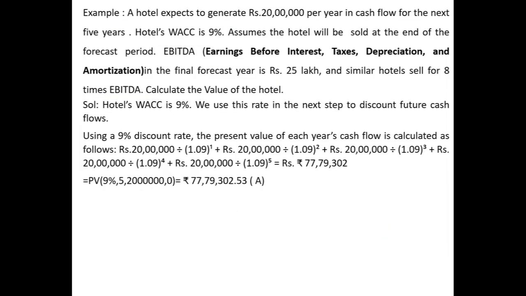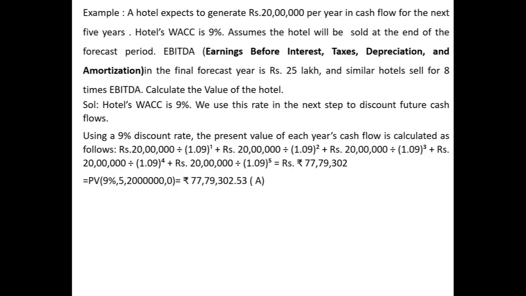Now we will discuss certain examples. First, we will discuss the example based upon the discounted cash flow method. So let us suppose the data is given that a hotel expects to generate rupees 20 lakh per year in cash flow for the next 5 years. Hotel's weighted average cost of capital is 9%. Assume the hotel will be sold at the end of the forecast period.